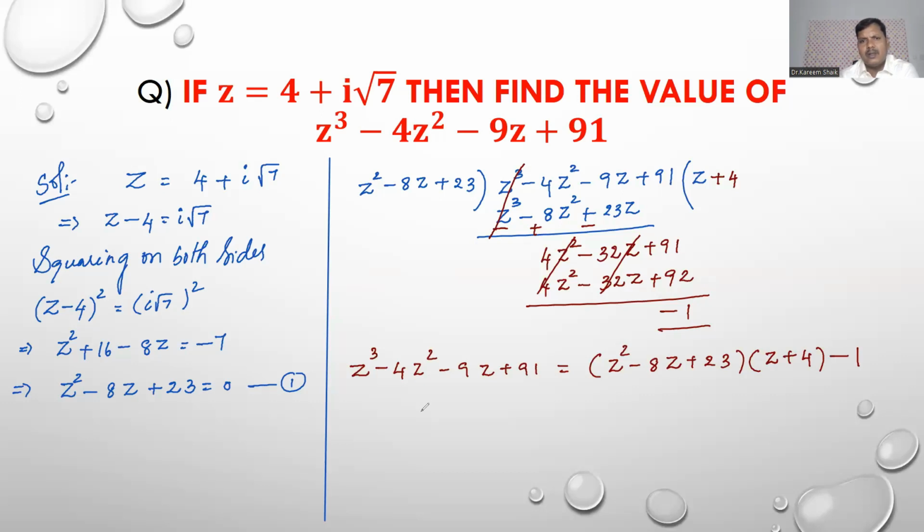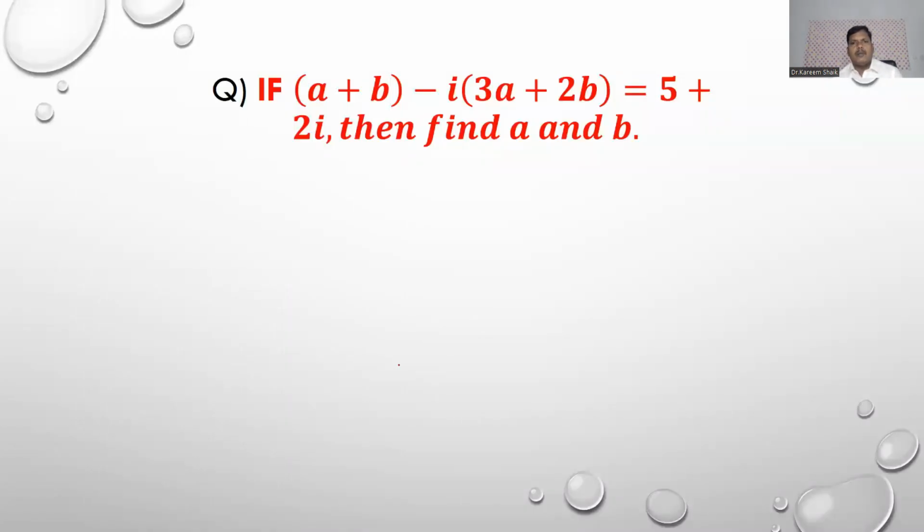Remainder is −1. But from equation 1, z² − 8z + 23, what value did you get? 0. So can I write it as 0 into (z + 4) − 1, which is nothing but 0, and anything into 0 is 0, minus 1. That equals −1, which is your final answer. I hope it's clear. Now, our next problem.